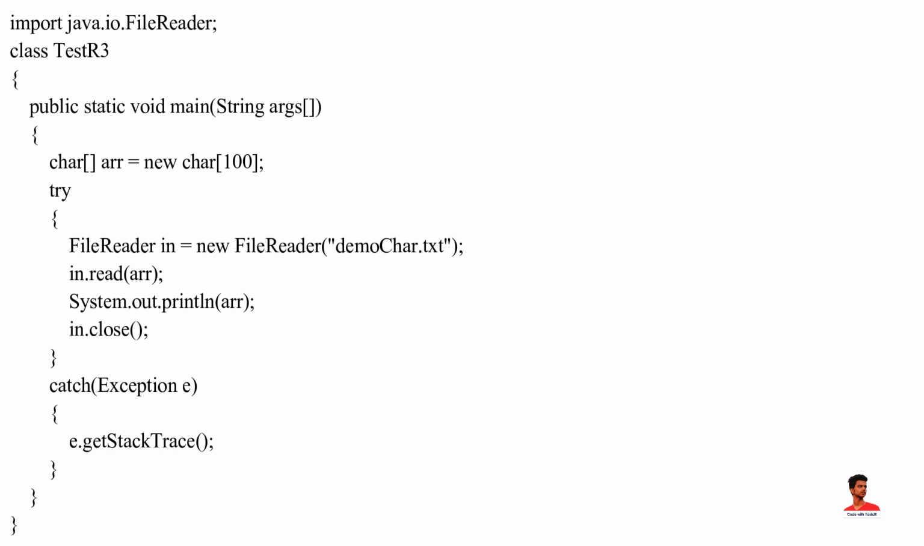In this example, we have created a FileReader named in. The FileReader is linked with the file demo char.txt. To read data from the file, we have used the read method.